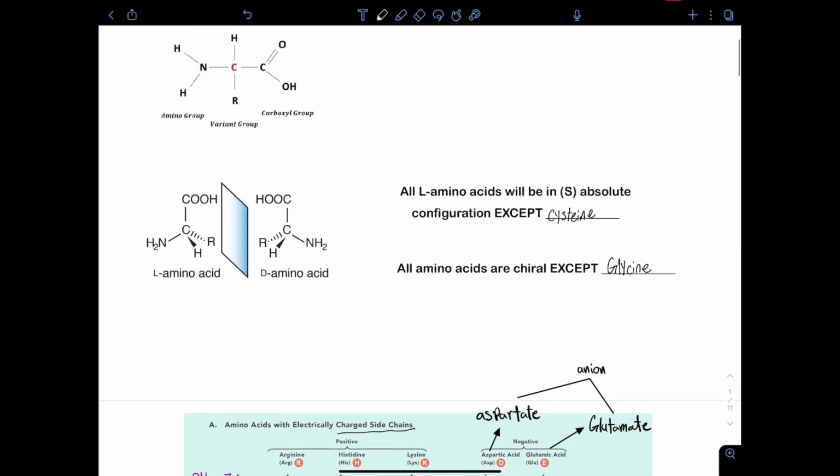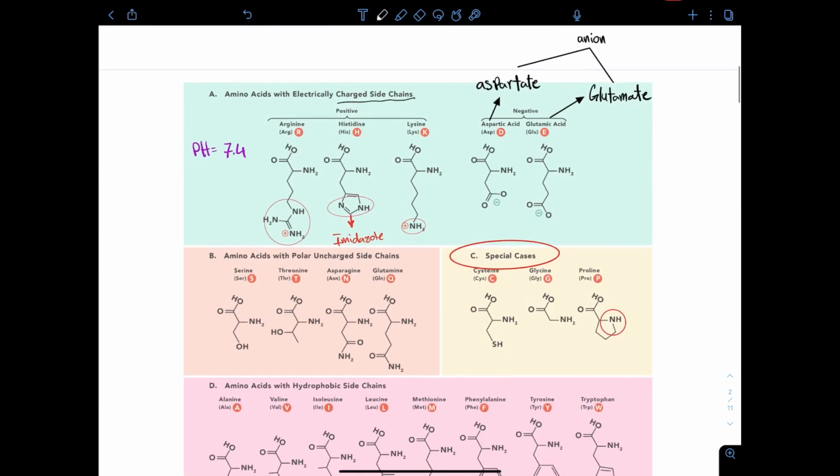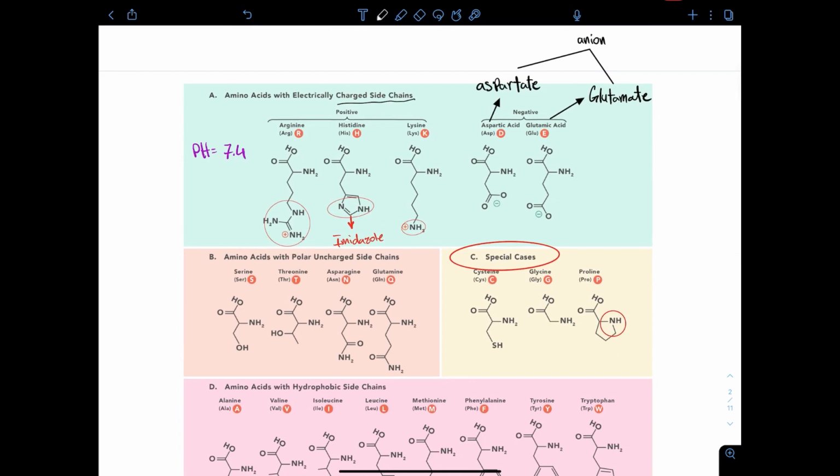So we have three special cases of amino acids, and we already discussed two of them. So now we're going to move on to the third one. The third one is proline. Proline is unique because the amino group is on the R group. So let me just explain that.